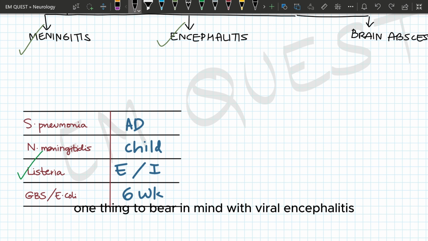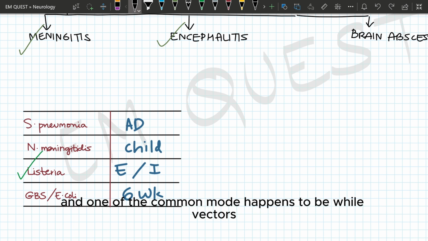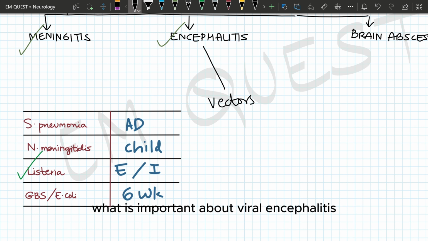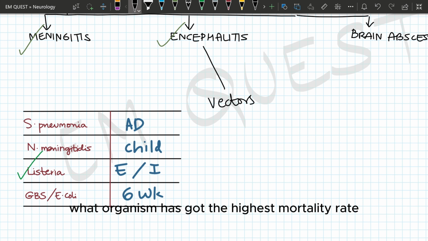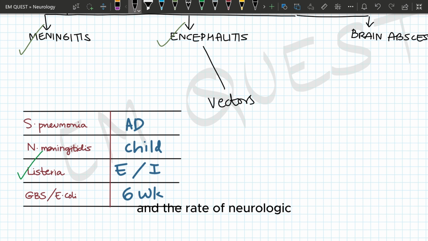One thing to bear in mind with viral encephalitis is the mode of transmission, and one of the common modes happens to be via vectors. What is important about viral encephalitis is to know which organisms have the highest mortality rate and the rate of neurologic sequelae among those who survive.